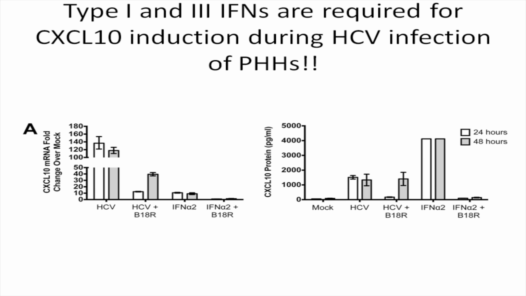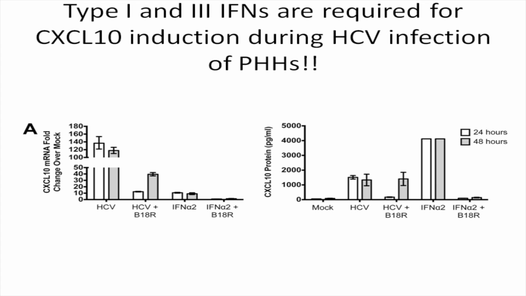Here's HCV infecting primary hepatocytes, and you get a really good CXCL10 response, and you can see that at 24 and 48 hours. But we actually found that if you neutralize type 1 interferons with B18R, we really attenuated the response. This was also observable at the protein level. You see HCV inducing the protein, but B18R really neutralizes it almost completely at 24 hours, but there's some recovery. So we were really kind of shocked because we were going along this and thought, yeah, this is going to be a great story.